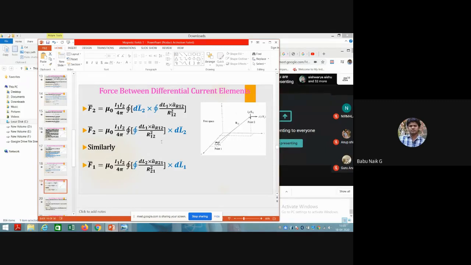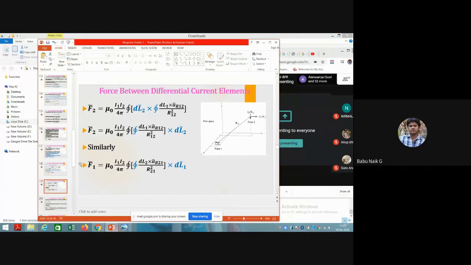This one is very important, and they always ask in the exam about this force between differential current elements. In previous exam papers, if you look, they always ask this type of question. So up to here is the force between differential current elements to be calculated.